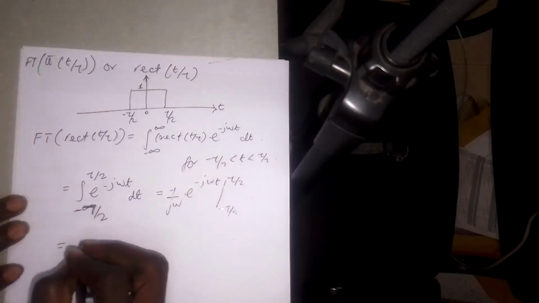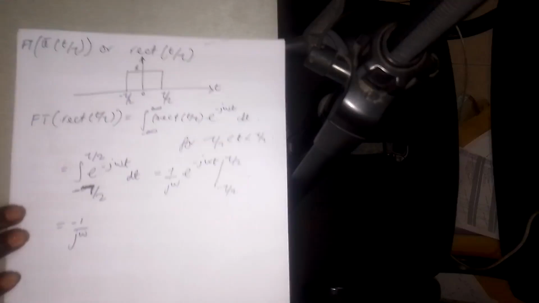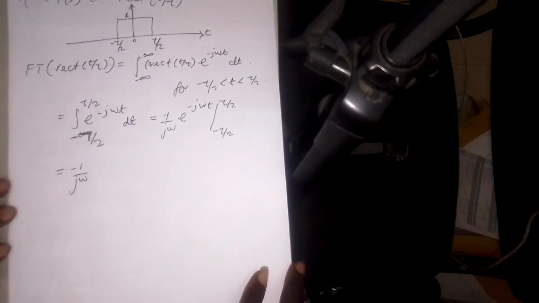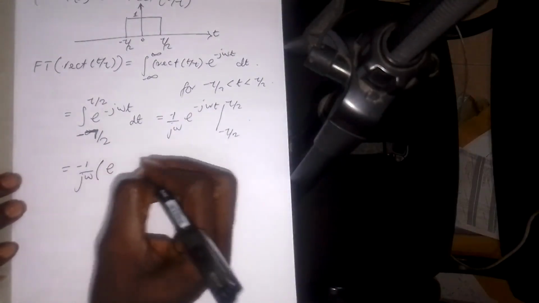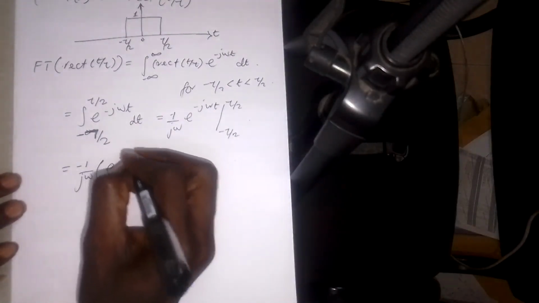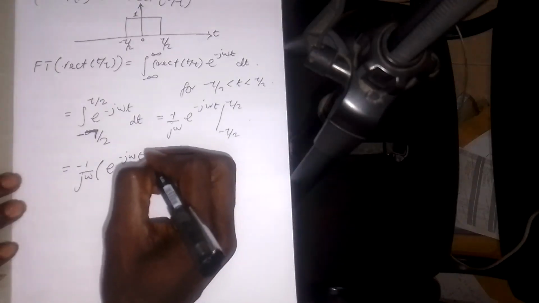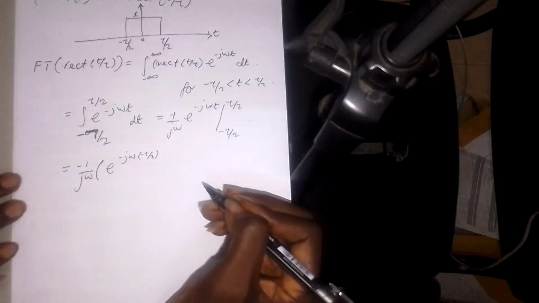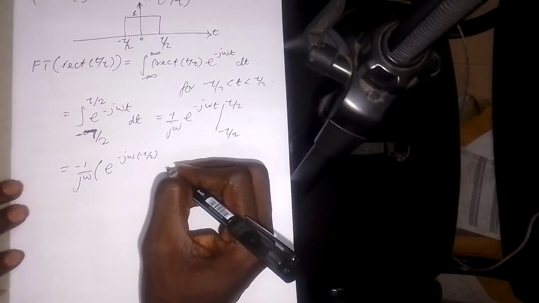If we introduce our limit, I'll get minus j on omega, into e exponent minus j omega, with minus tau on 2 here.